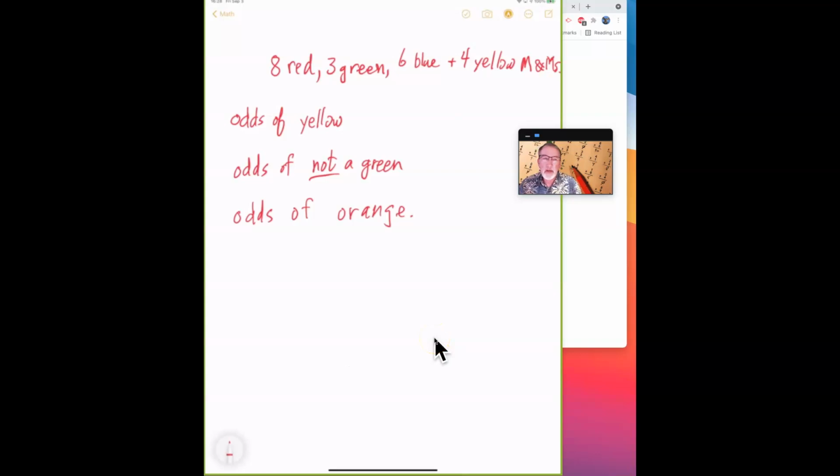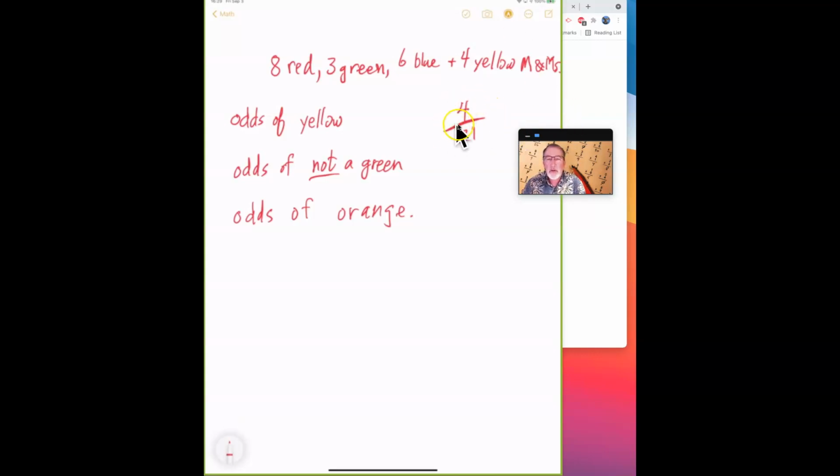So we have a bag of M&Ms that has 8 red, 3 green, 6 blue, and 4 yellow M&Ms. We want to know what are the odds of picking a yellow, of which there are 4 yellow, and how many are there total? There's 8 plus 3, which is 11, plus 6 is 17, plus 4 more is 21. We've got 21. So the odds are 4 out of 21.